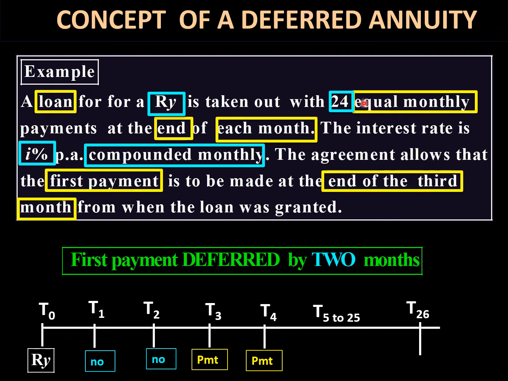But you see, the question here says that it has to be 24 payments. So although you miss the 2, in other words, you start making the payment later, you'll have to now go up to the 26 months, right? Because you still have to make 24 payments there. So there's all these payments from number 5 to 25, and then you have your payment number 26.